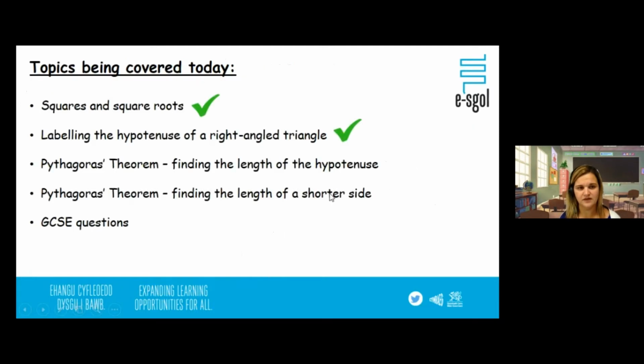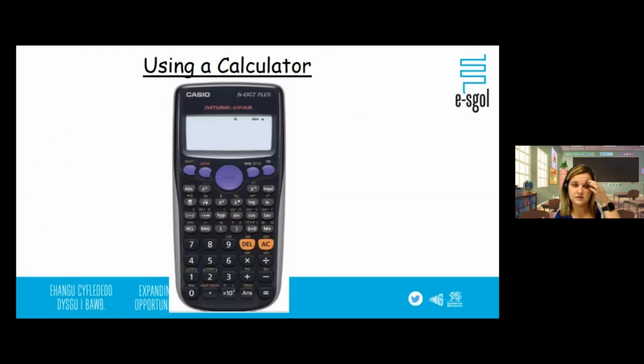Okay. Right then, so we've already done the first 2. And the next thing now is where we start to link into Pythagoras Theorem. You will have to be able to use your calculator to do this. For some of the questions, it comes up in both paper 1 and paper 2, so you need to know both methods. Using your calculator, you should all have your scientific calculator.